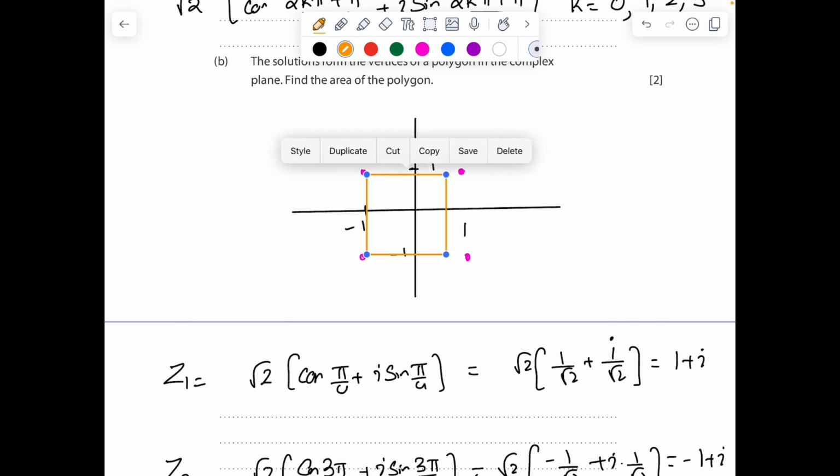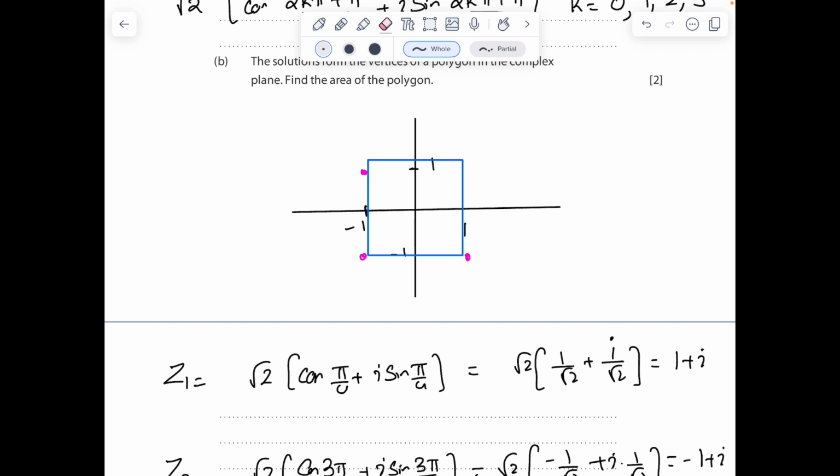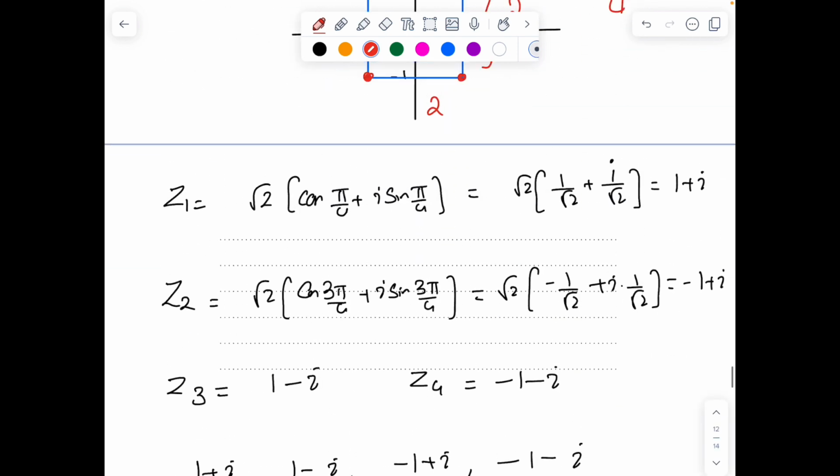I can expand this one so that I can get a proper rectangle over there. So those are the 4 points forming a rectangle, and we know that this distance is 2, and this distance is 2, so the area is going to be 2 times 2, which is 4. 4 is going to be the area of the polygon. We can call it a square also.